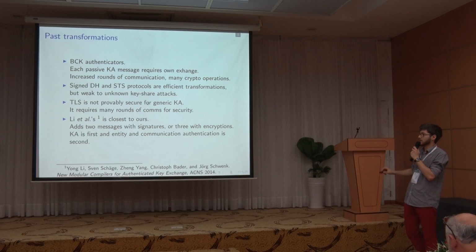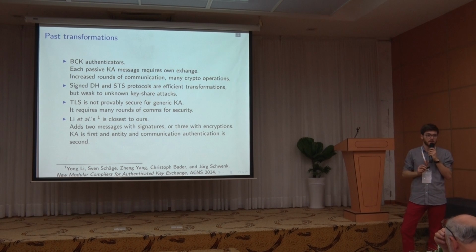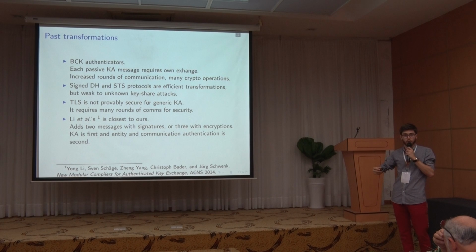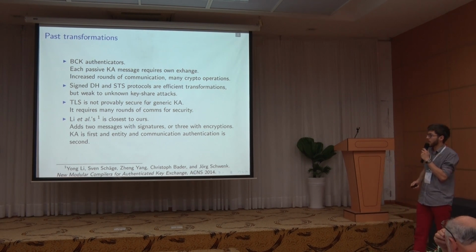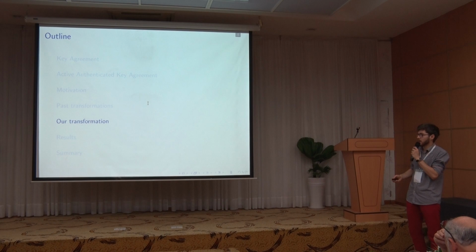So Lee et al.'s transformation is actually closest to what we present. In this one, both parties will run the passive key exchange with one another at the beginning, and then they will have further communication, either 2 messages for signatures or 3 with encryptions, to authenticate the communication and everything. So in this context, we present our new transformation.